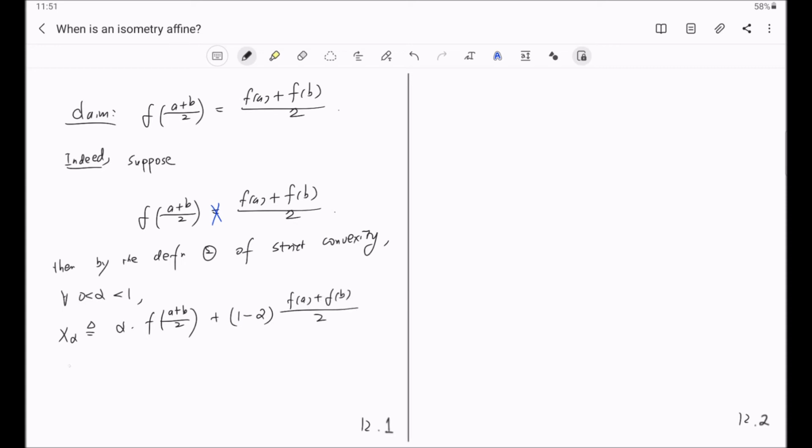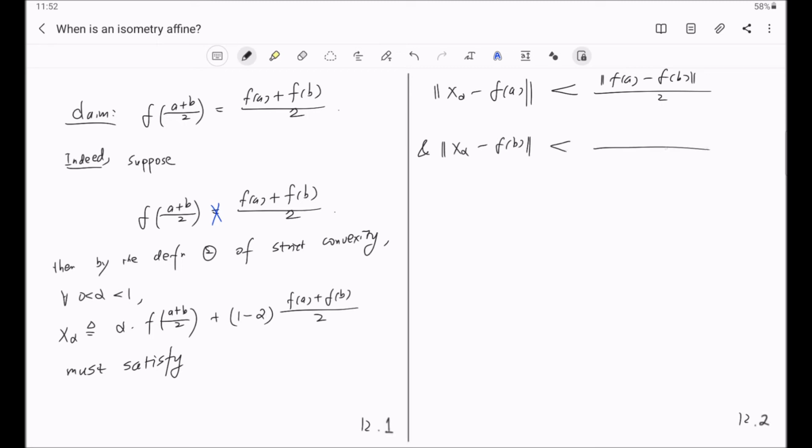must satisfy that the distance from x sub alpha to f of A must be strictly less than the norm of f of A minus f of B divided by 2, and the norm of x sub alpha minus f of B is also strictly less than the same thing.